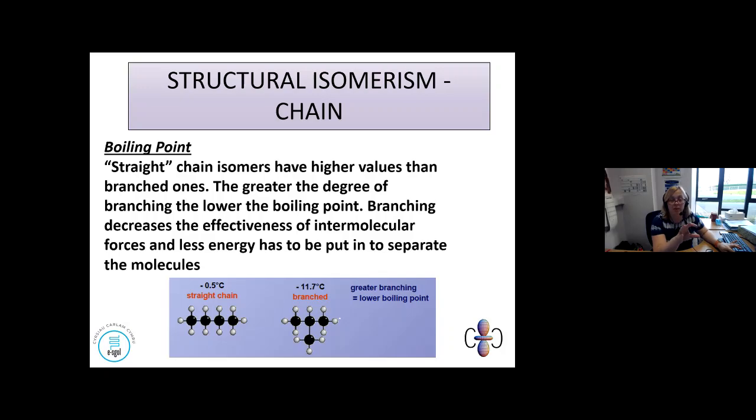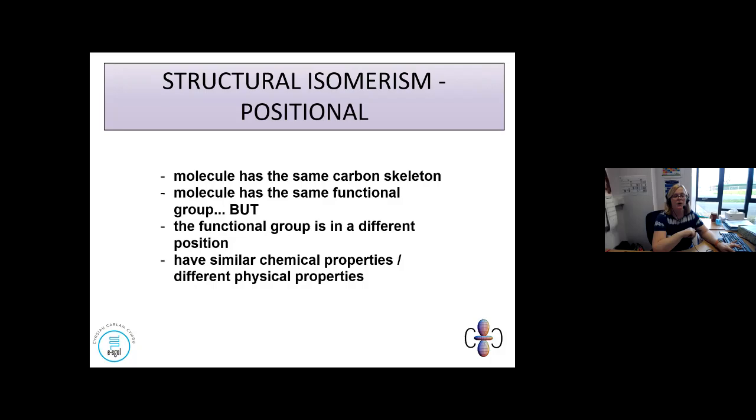So the greater the number of branches, as a general rule, the lower the boiling point will become because those intermolecular forces are weaker. So the molecule has the same carbon skeleton, the molecule has the same functional group. So this is the second type of isomerism we need to think about now. So it's called positional. Okay, so you're taking the same functionality like we did earlier, like a halogenoalkane or an alcohol, but instead of putting it on a single location, there is potentially more than one place you can put it.